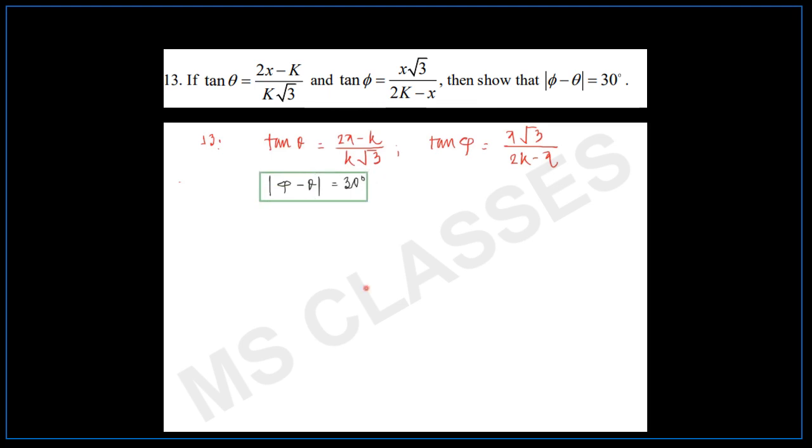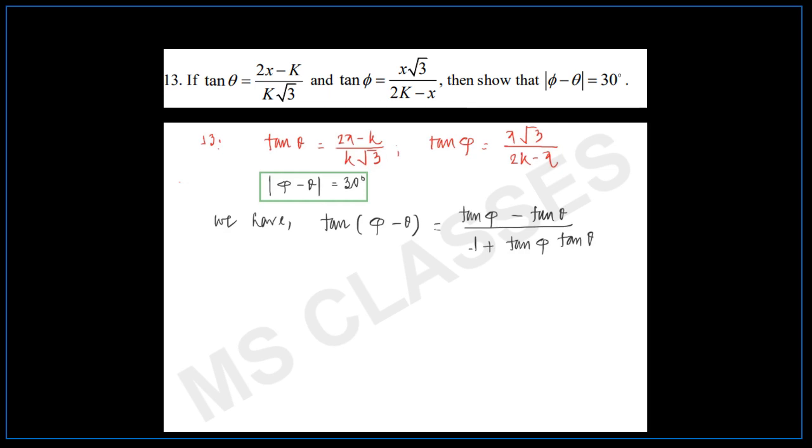Now how can we start? First of all, we can directly find tan(phi minus theta). What is our intention? To find phi minus theta. So if we want to find phi minus theta, what can we do? We can start in this way: we have tan(phi minus theta). So that will be what? Tan phi minus tan theta by 1 plus tan phi tan theta.